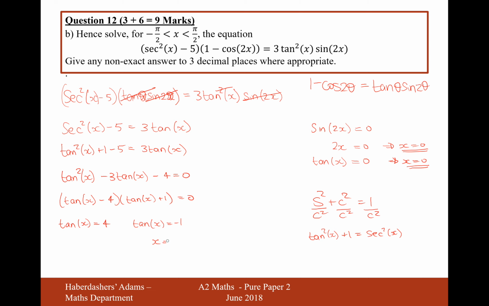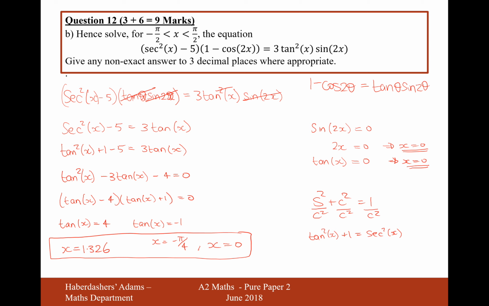We know the solution for the right hand one will be minus pi by 4, and we'll need to use a calculator for the second one. It's in radians mode, so make sure your calculator's in radians mode. And we have x equals 1.326. Right, so there we are. Those are our three answers then. We have x equals 1.326, x equals minus pi by 4, and remember the solution that we had from before, x equals 0. So there we are. Those are our three solutions to part B.